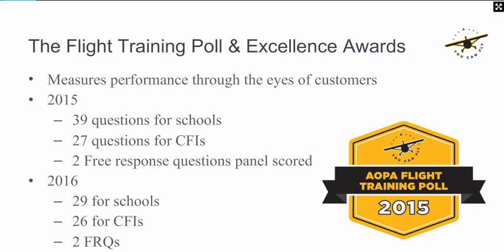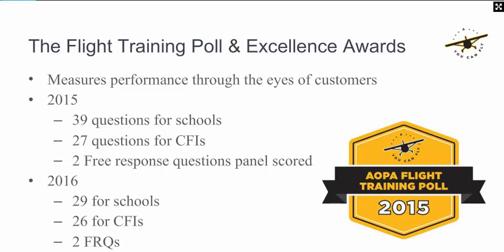For 2016, just a quick update, we've been busy editing the poll and trying to improve it. We've gotten it down to 29 questions for schools, 26 for CFIs. So the respondents have the choice of rating the school, rating the instructor, or they can do both. And there are still the 2 open-ended free response questions for each set. So you'd have a positive one, like, what does my school or CFI do well? And what do they need to do to improve? And again, we'll use those to determine who gets in that best category.